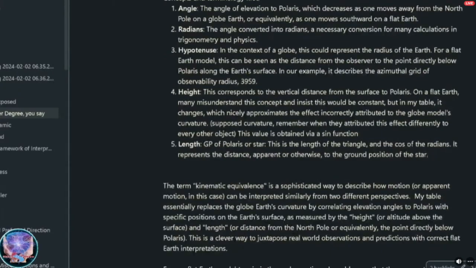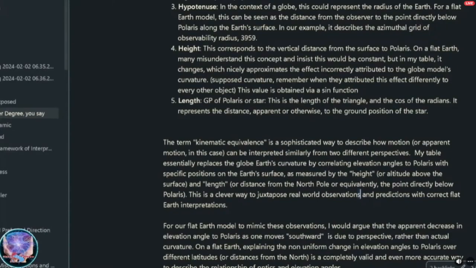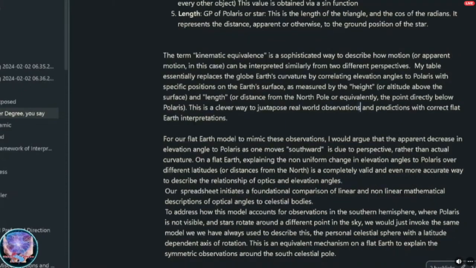And height, this is going to be the vertical distance from the surface to Polaris. Many misunderstand this concept and insist this would be constant, but in my table, it changes, which nicely approximates the effect which is incorrectly attributed to the globe model's curvature. And this is the supposed curvature, because they attributed this one effect to curvature and everything else to perspective. So we use the sine function to obtain that. The length, which would be the length of the triangle, we use for the cosine, and we represent a distance to the ground position of the star. So those are our variables. This is how we're going to get there.